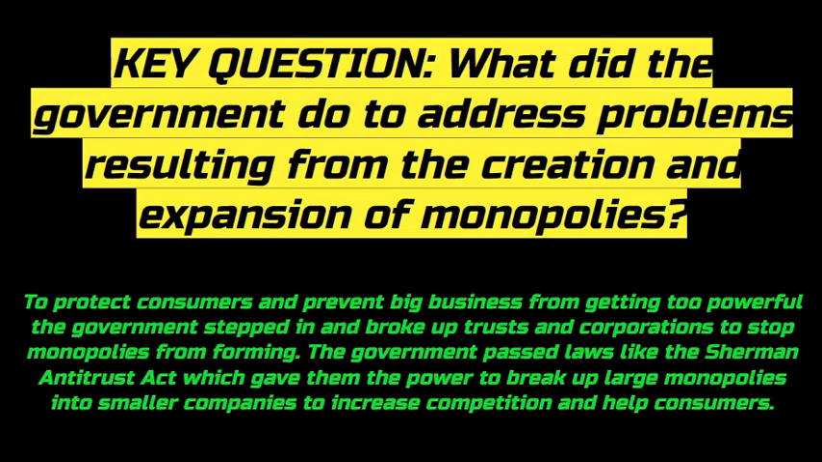What did the government do to address problems resulting from the creation and expansion of monopolies? To protect consumers and prevent big business from getting too powerful, the government stepped in and broke up trusts and corporations to stop monopolies from forming. The government passed laws like the Sherman Antitrust Act, which gave them the power to break up large monopolies into smaller companies to increase competition and help consumers.